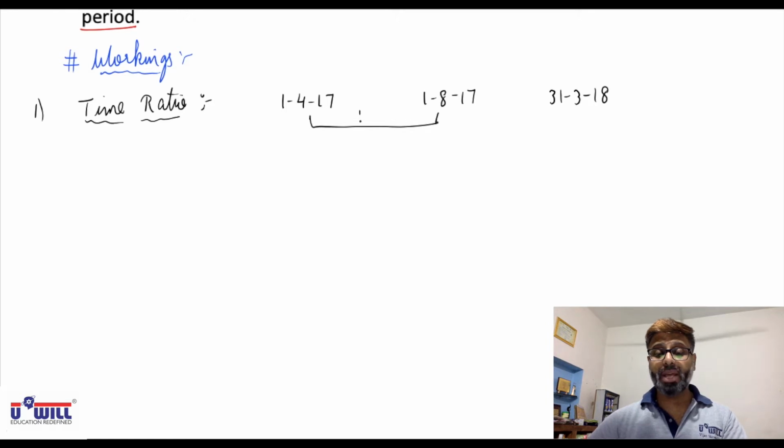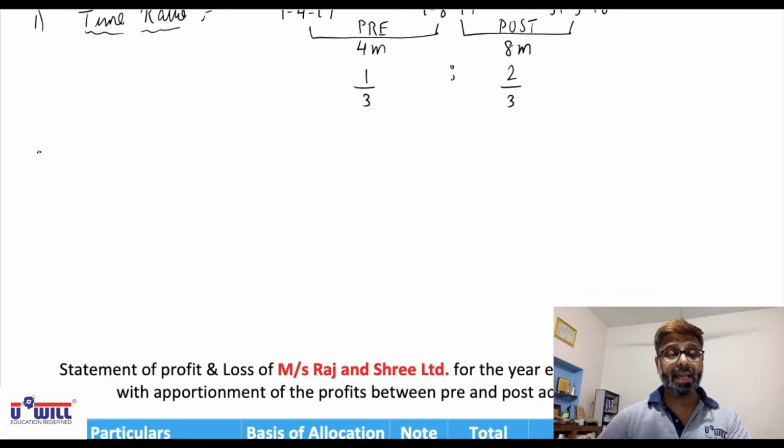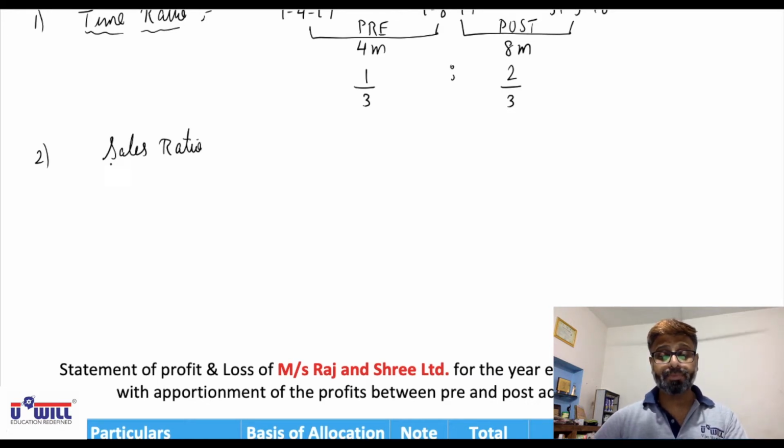April, May, June, July, the pre-incorporation period is 4 months, and August to March, the post-incorporation period, is 8 months. 4 divided by 4 is 1, 8 divided by 4 is 2, 1 plus 2 is 3. So 1 by 3 and 2 by 3 is the time ratio. I hope everyone should have got it correct. Now sales ratio.